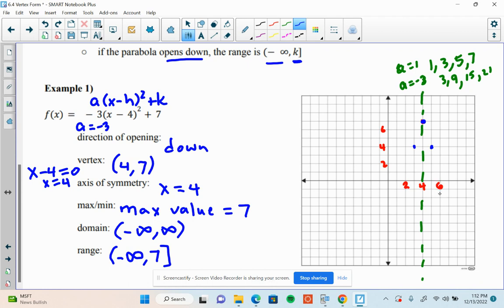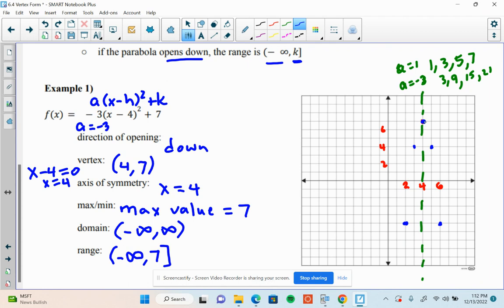So there's 4, 5, 6, 7, 8, 9. From 4 down 9 would take us to negative 5. Or you can plug in x values. I can plug in x equals 6 and find out that the y value is negative 5. Because 6 take away 4 is 2. 2 squared is 4. 4 times negative 3 is negative 12. Negative 12 plus 7 is negative 5.